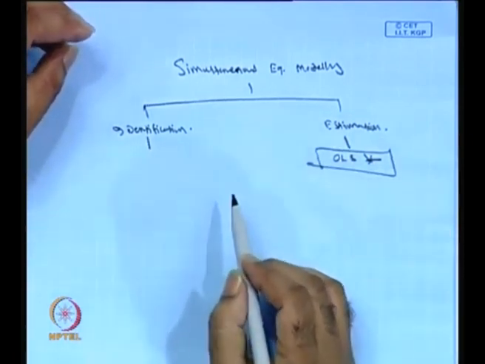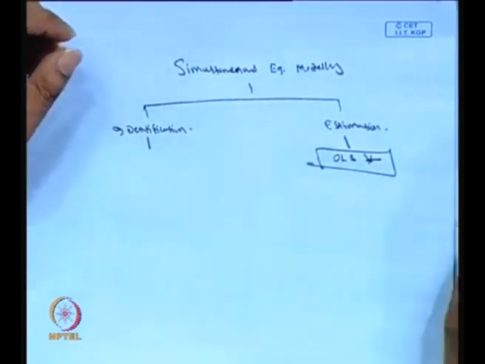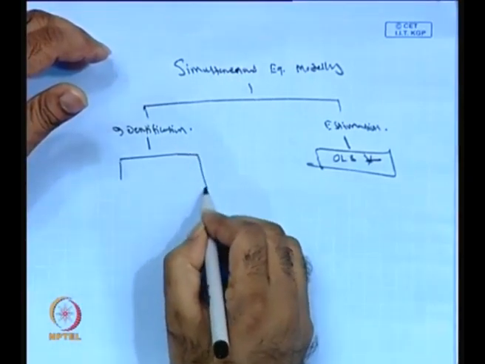So far as identification is concerned, before we examine identification or estimation, there is a special issue in simultaneous equation modeling: the model should be very consistent. What is meant by consistent? Each equation should be identified, each parameter of each equation should be estimated, and the system should be very much consistent. That means the number of equations should be equal to the number of parameters. If the model is statistically in unique form, each equation can be identified and the parameters of the system can be estimated.